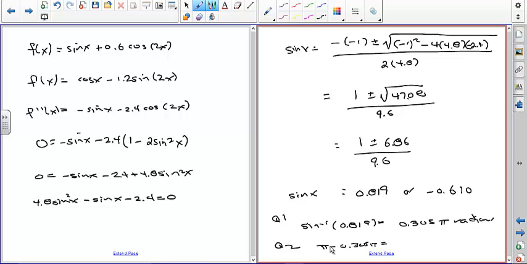That's the second one. And you do the same thing here, except this is going to be in the third and fourth quadrant because it's negative. So that's how you get it. So yeah, it's not easy to get all that stuff.